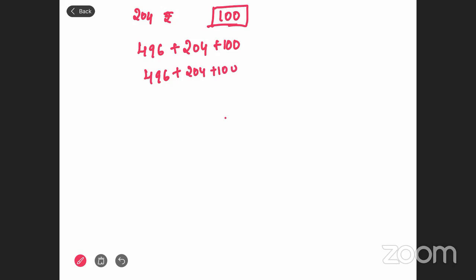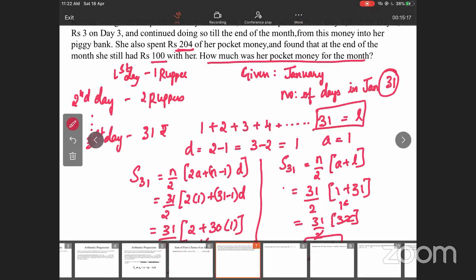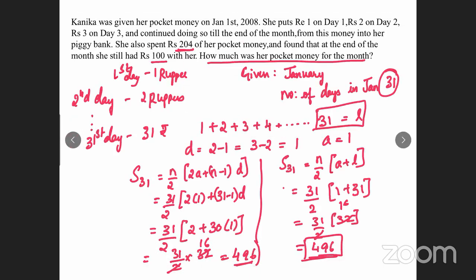That is, we'll add up and we'll say this is 800. So can I say the 800 is the pocket money of the girl that she had saving her money? That is Kanika. So what's the total money she had? What was the pocket money for her month? That is 800 is the pocket money. So I hope this is a bit more clearer.